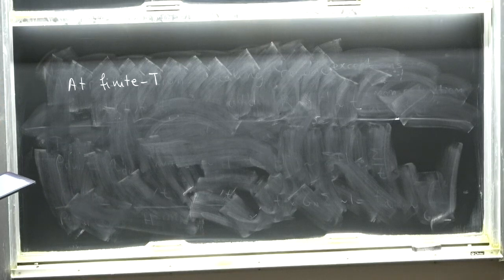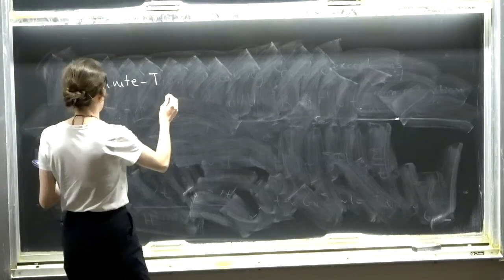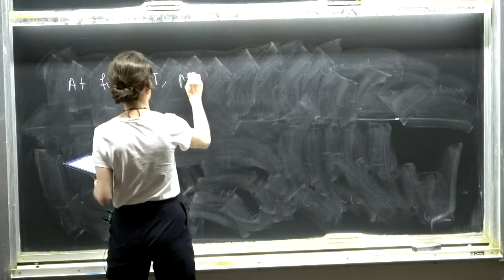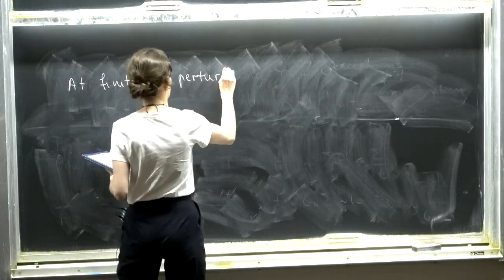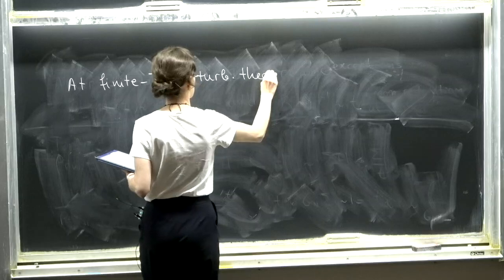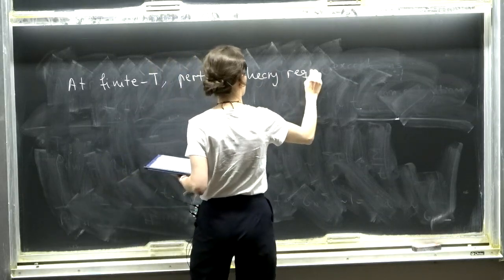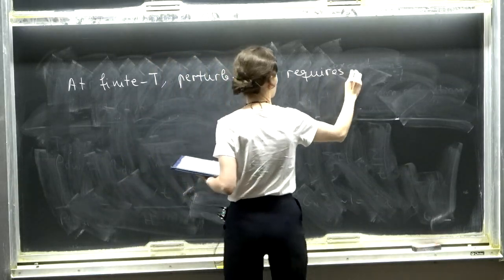But you could say, well, in the standard model the couplings are perturbative, and we do perturbative calculations for the LHC, and they seem to be giving us the right answer. So why is it not working here? The reason is that at finite temperature, perturbation theory requires more than just small couplings.